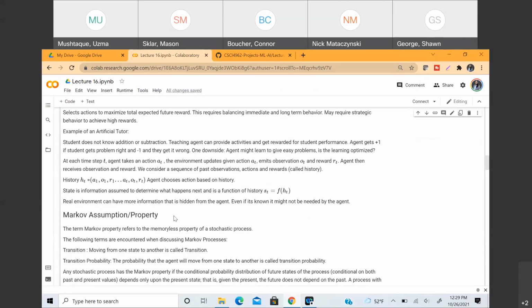So there are time steps. Every time an agent takes an action, that's in some time step t, right? So that's how we are going to denote that. And at every time step t, an agent can take an action a sub t.